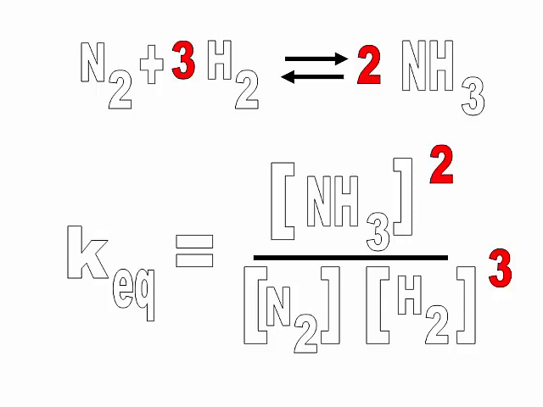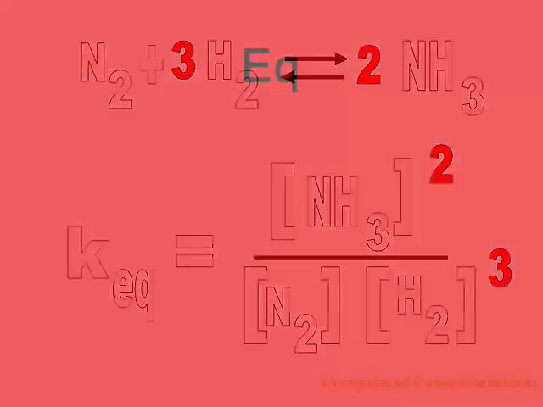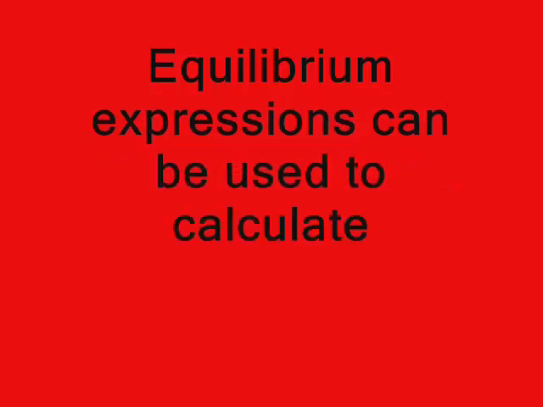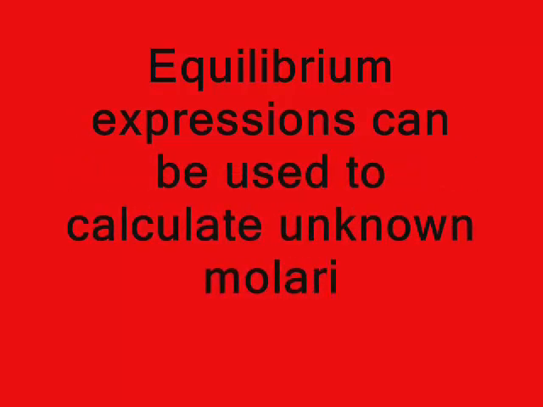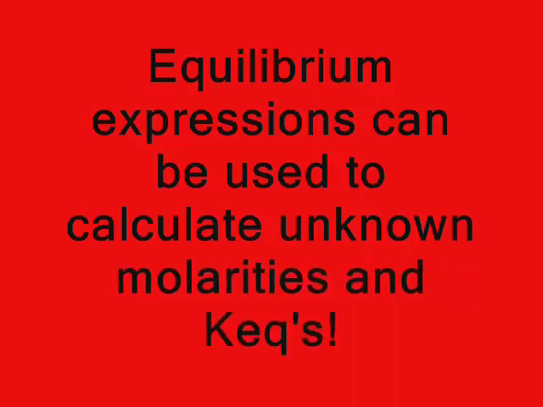This shows what we would call the equilibrium expression for this reversible reaction. So once you know how to set up an equilibrium expression for a reversible reaction, then we can enter the molar concentrations of the products or the reactants and solve for the unknowns in the equation and/or the KEQ.